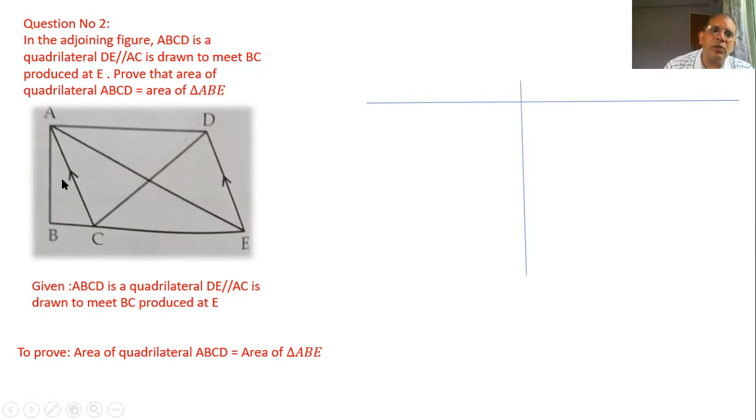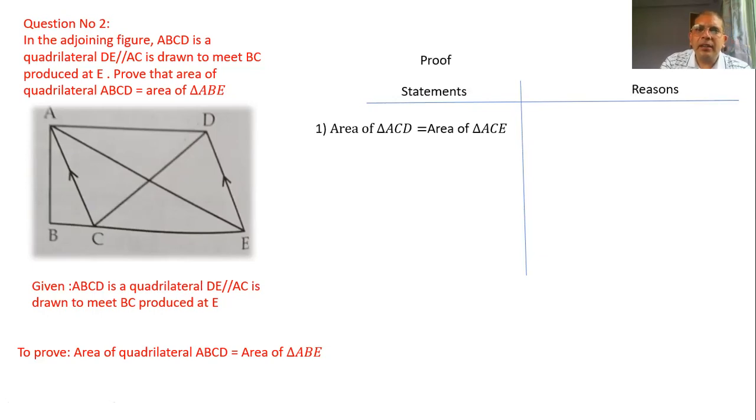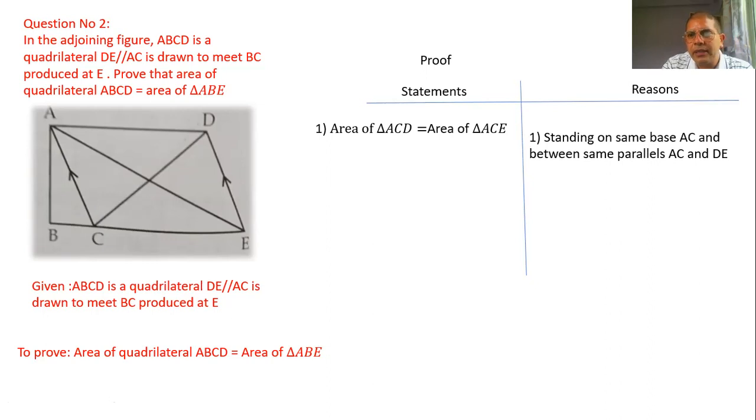Number 2 is you should add triangle ABC on both results. Now the proof. Reason, number 1: area of triangle ACD is equal to area of triangle ACE. Both are standing on the same base AC and between the same parallels AC and DE. Now number 2: triangle ACD plus triangle ABC, triangle ACE plus triangle ABC. In both triangles you should add the same triangle ABC.